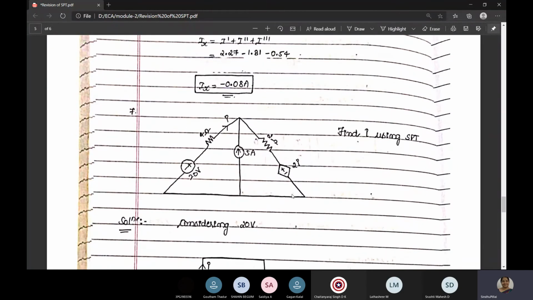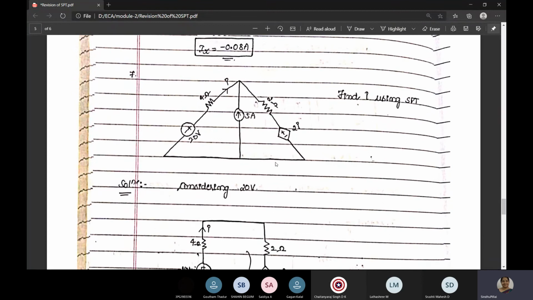And the next example is: find I using the superposition theorem. This was the network given. Here we have one voltage source and one current source, and we have a dependent source here. It is a current dependent voltage source. It depends on the current in this branch, the 4 ohm branch. It is depending only on the current.